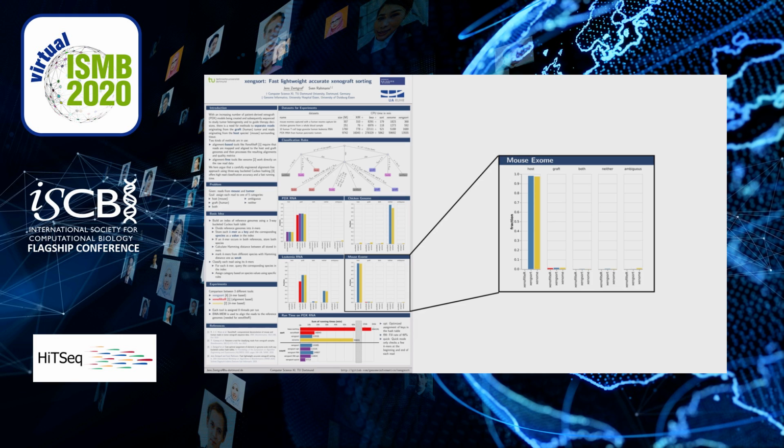The last dataset that we analyzed are the mouse exomes, which are captured with a human exome capture kit, and as you can see, xengsort nearly classifies all reads as host, Xenome a little bit less, and xenofilter only classifies a very small amount of reads as graft.